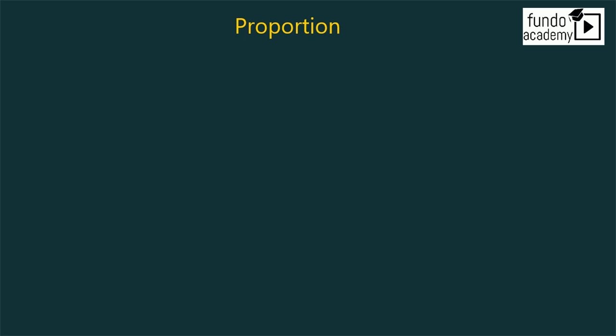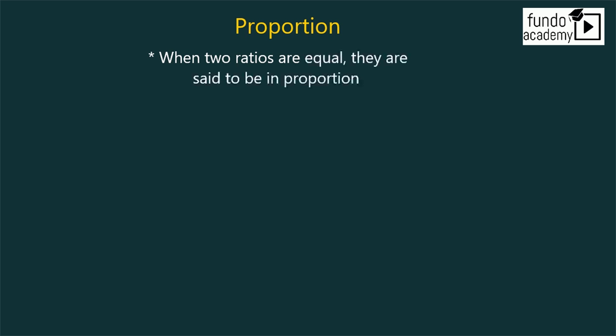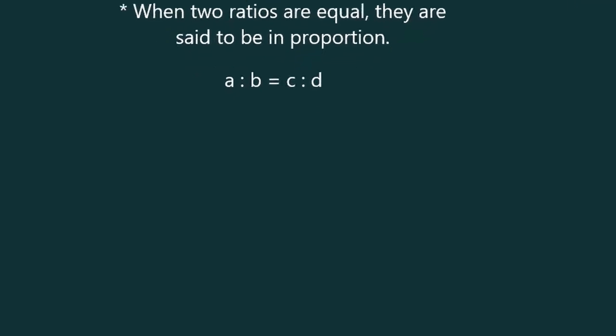Now when two ratios are equal, they're said to be in proportion. See, proportion deals with equal ratios always. For example, if you have two ratios, A to B being equal to C to D, that'll be our two ratios that are proportional to each other, that are equal to each other, in other words.